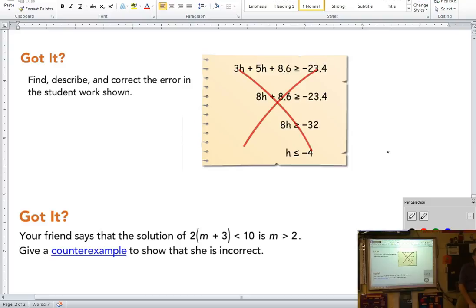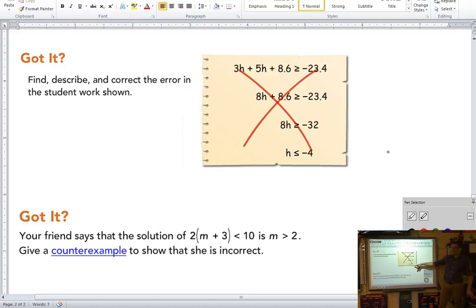Did they accurately combine their like terms? Yes. 3H, 5H, they accurately combined those, they got 8H. Did they accurately get rid of the constant value? So when they go to get rid of the 8.6, what would they do to get rid of a positive 8.6? Subtract 8.6. If they subtract 8.6, I think you get negative 32. Yeah. So that's also right. Did they accurately get rid of the coefficient? What would they do to get rid of the coefficient? Divide by 8. So they divide 8 here, divide 8 here. Negative 32 divided by 8 gives you negative 4.